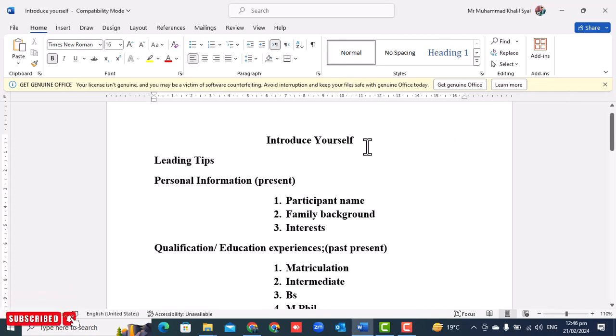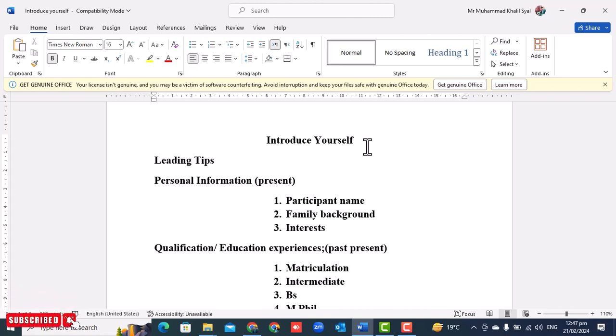First of all, we start the topic with the name of the introduction. You should state your personal information using the present tense. You can state all your present information regarding your name, your family background, and your interests. So your name along with your father's name. Family background means your parents and your siblings, including the siblings' background. It means how many members there are in your family, and how many siblings you have.